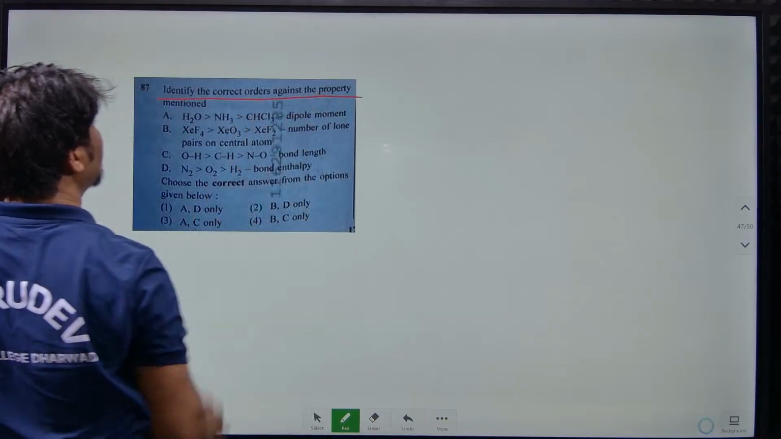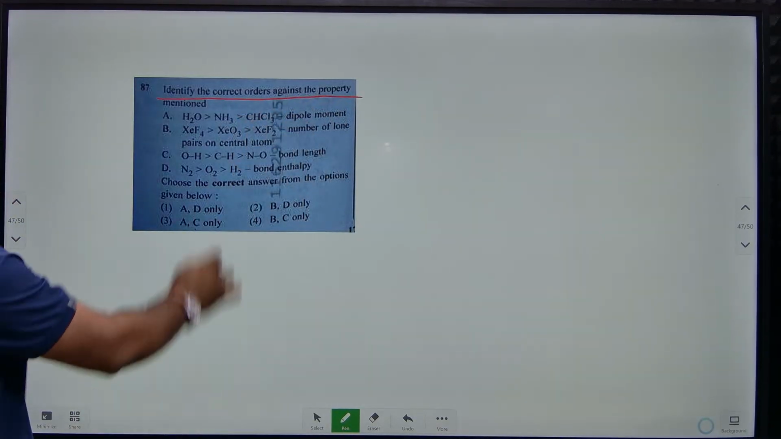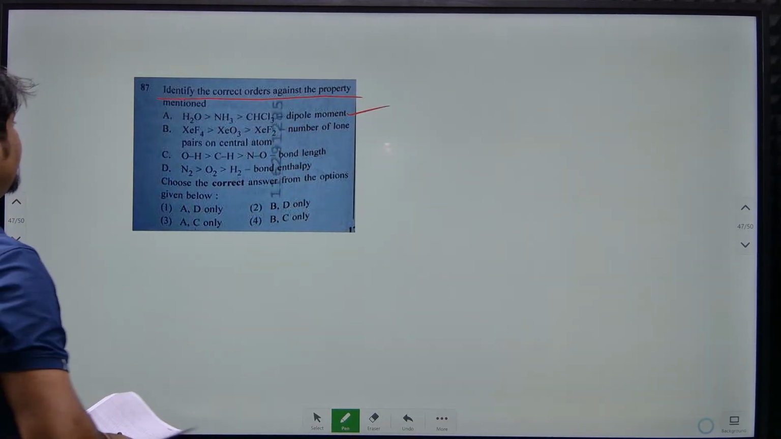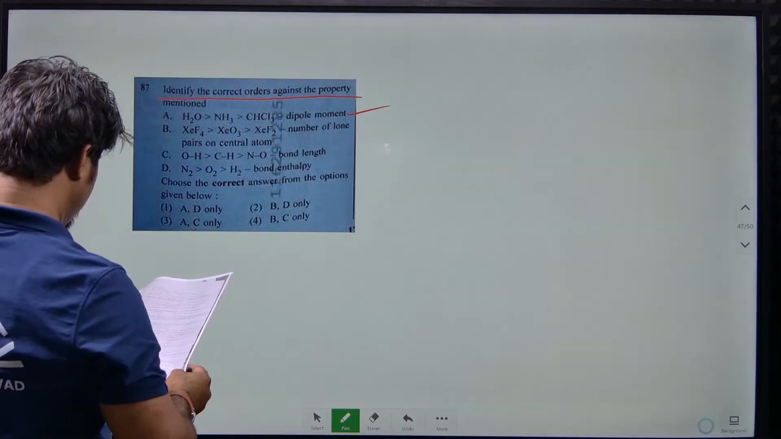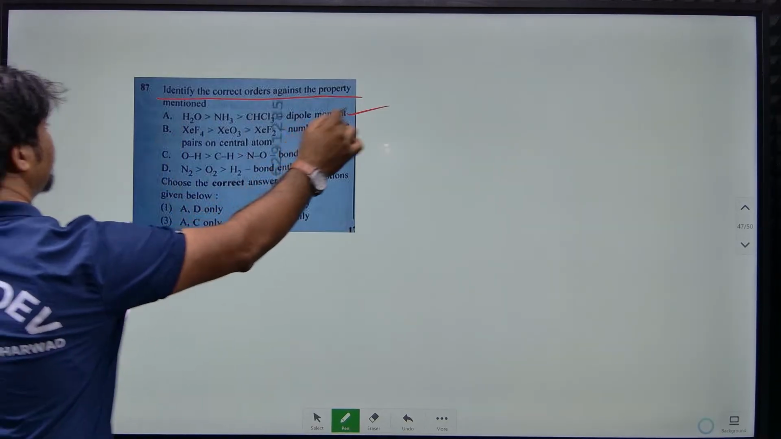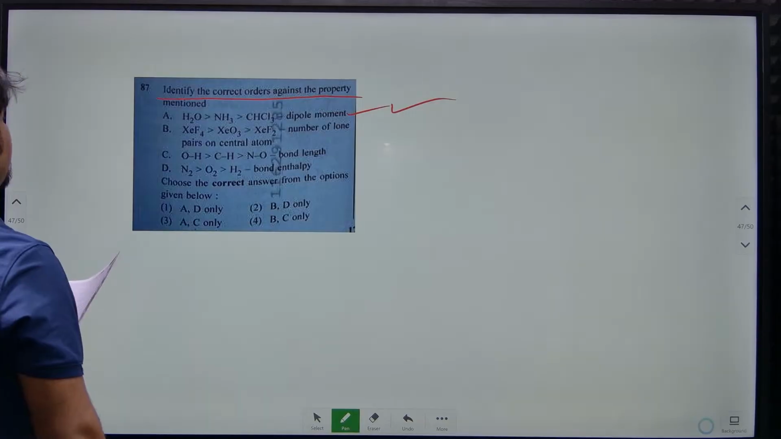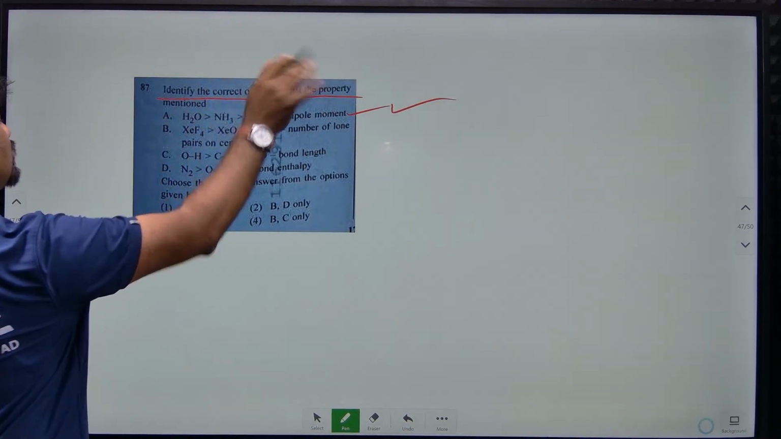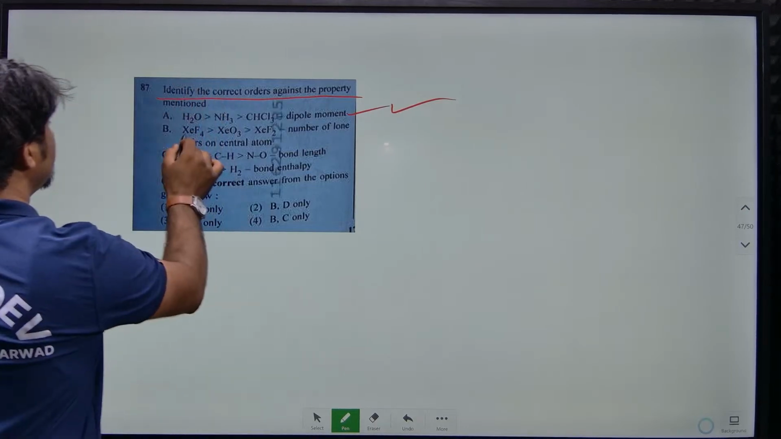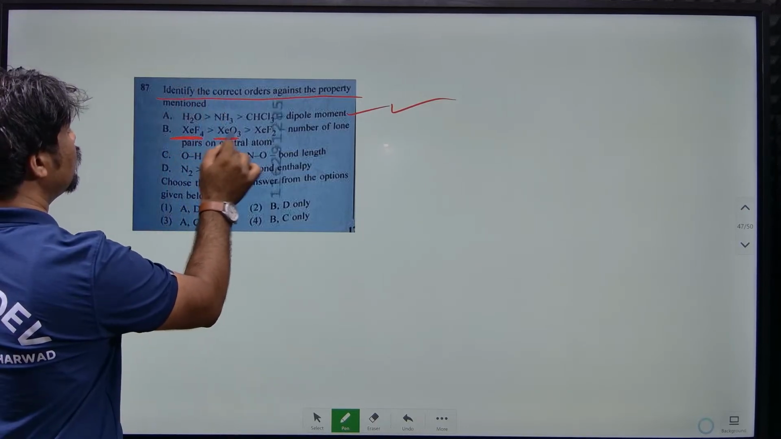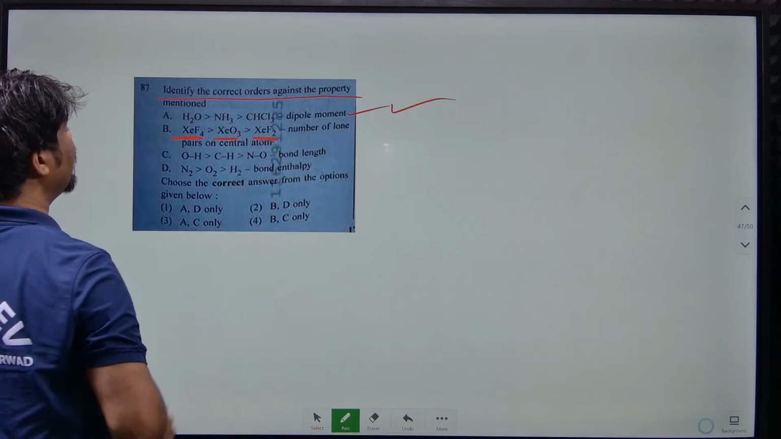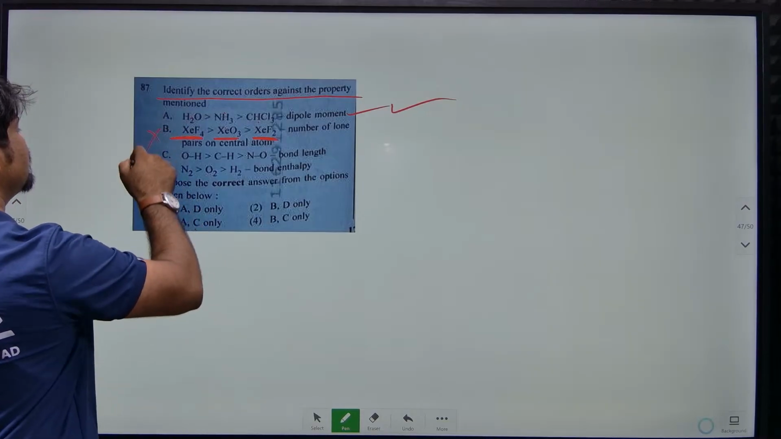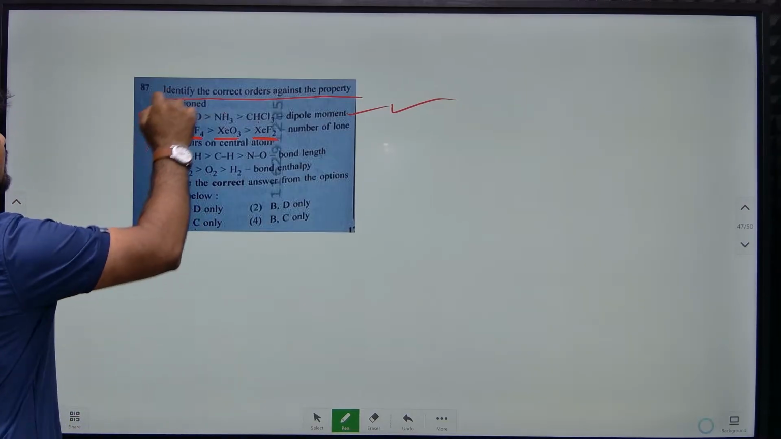Identify the correct order for the property mentioned here. H2O is greater than ammonia, which is greater than CHCl3, in dipole moment. In question number 87, regarding dipole moment, option A is right because water has more dipole moment than ammonia. Ammonia is less, and chloroform is still less. Go to the next one. XeF4 is greater than XeO3 and XeF2 in the number of lone pairs of electrons. Here lone pairs are more, here less, here very, very less. Here option B is the wrong answer. Then A is the right answer.